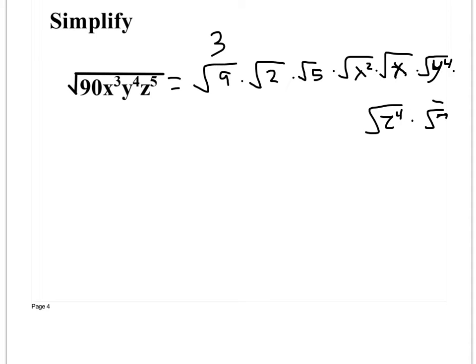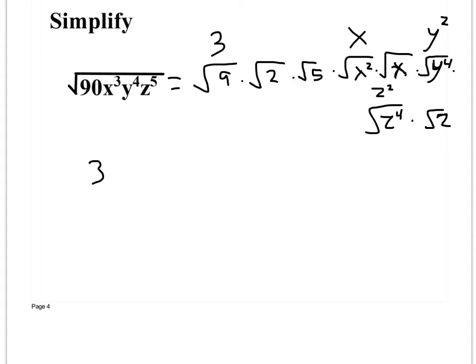Yeah. So you're just taking one off. Now I simplify what I can. I can simplify square root of 9 into 3. What do you think square root of x squared is? x. What do you think square root of y to the fourth is? y squared. What's square root of z to the fourth? z squared. So you write all that in front, okay?